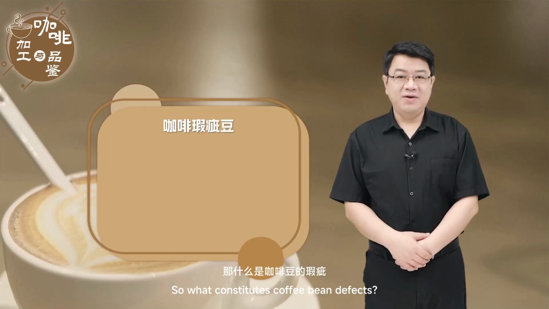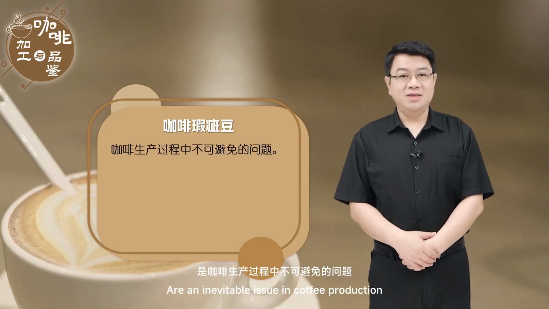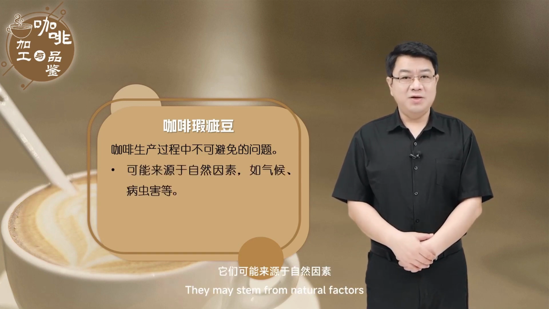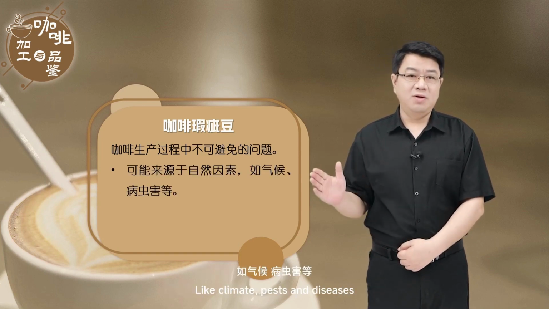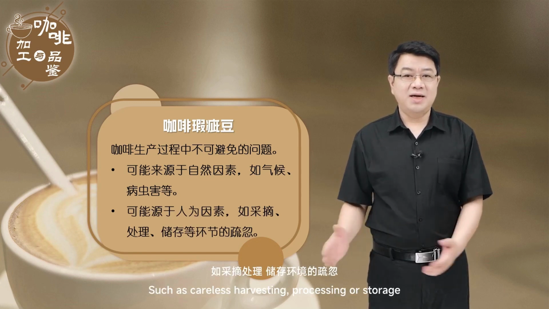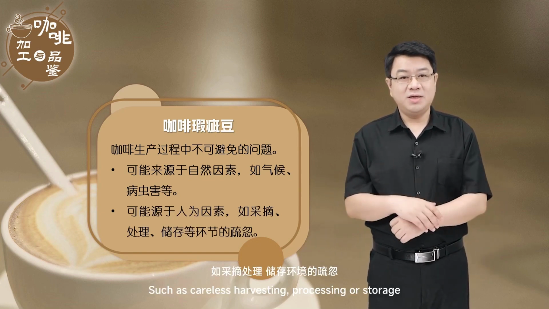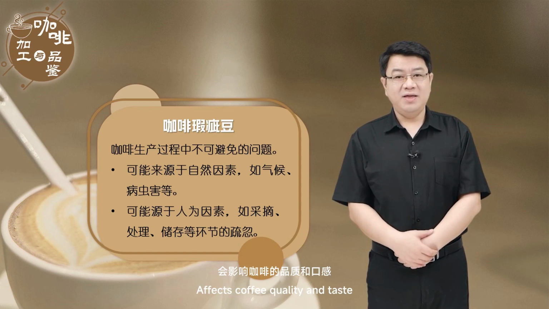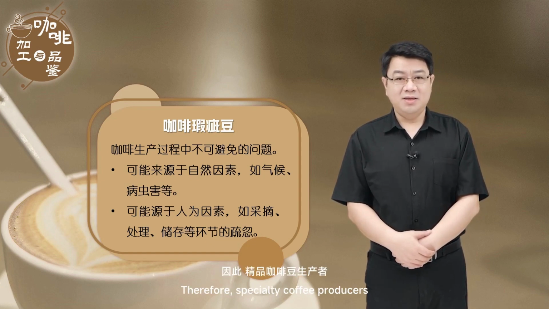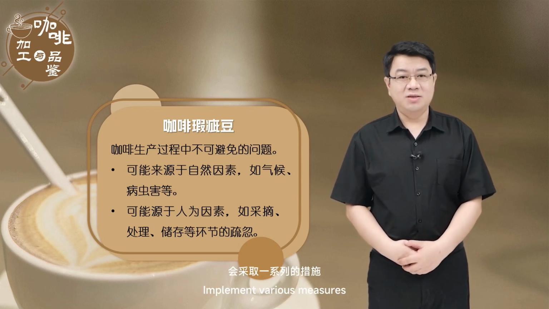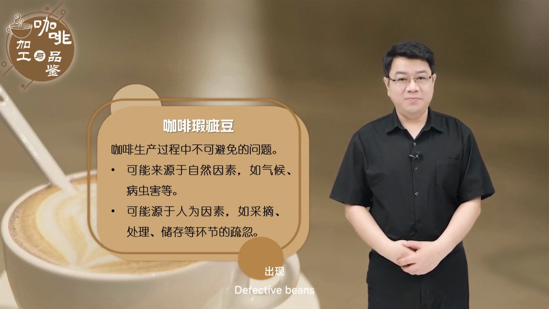So what constitutes coffee bean defects? Defective coffee beans are an inevitable issue in coffee production. They may stem from natural factors like climate, pests, and diseases, or human factors such as careless harvesting, processing, or storage. The presence of defective beans affects coffee quality and taste. Therefore, specialty coffee producers implement various measures to minimize defective beans.